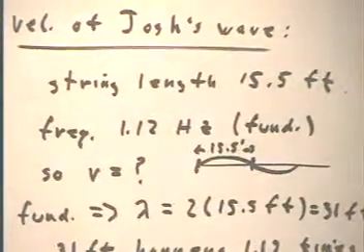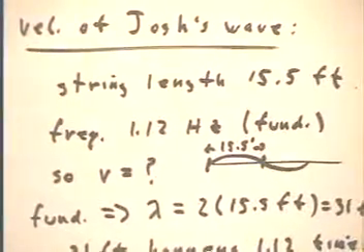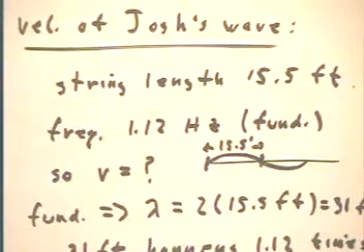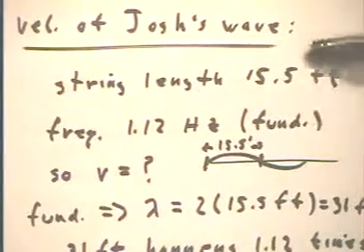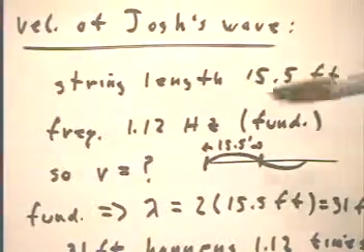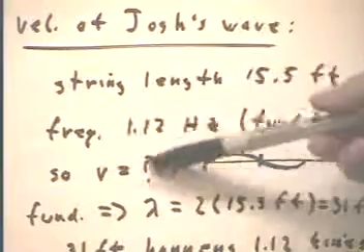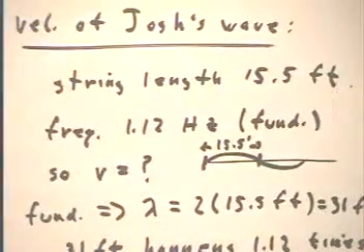To calculate the velocity of Josh's wave, we noticed that the string length was 15.5 feet. Now we did this in the classroom, where the tiles in the classroom are almost precisely 1 foot square, and we counted tiles to determine this rather than using a meter stick, and this is why we're in British units, feet. The frequency of the fundamental was, as we said, 1.12 hertz. So what's the velocity of the fundamental?